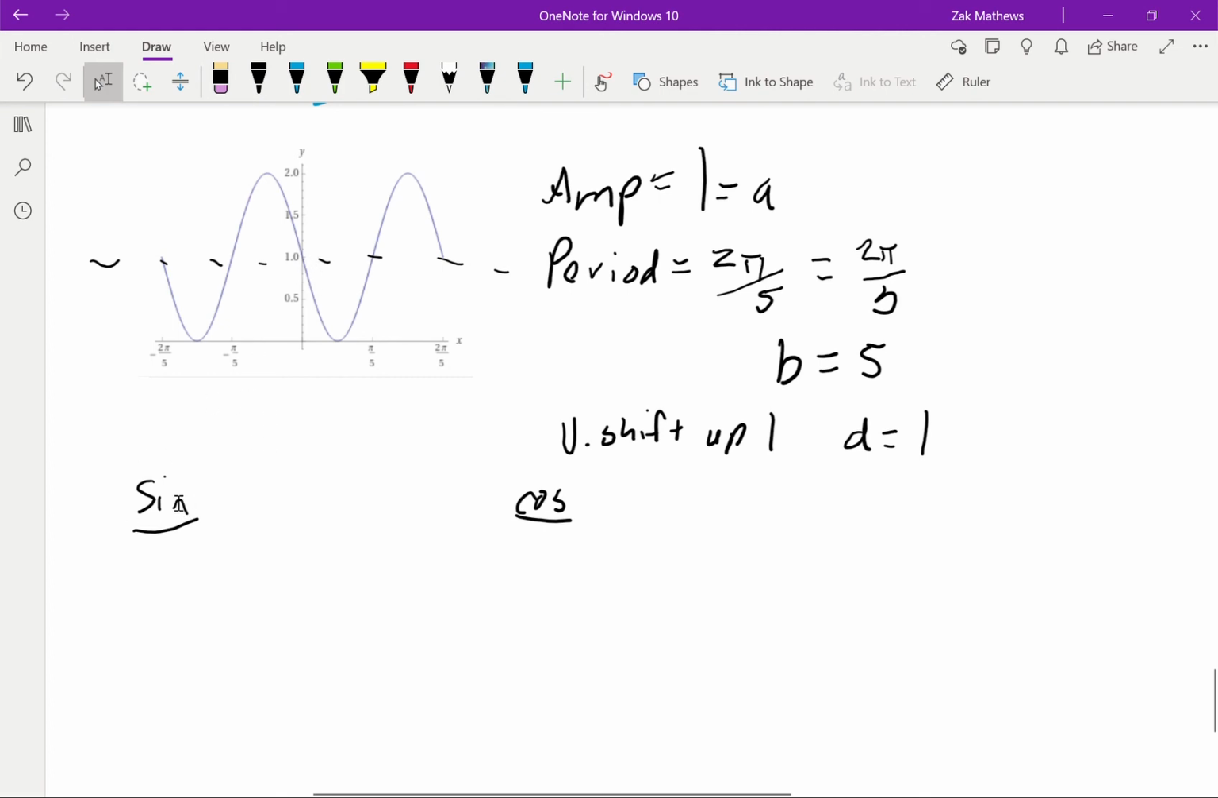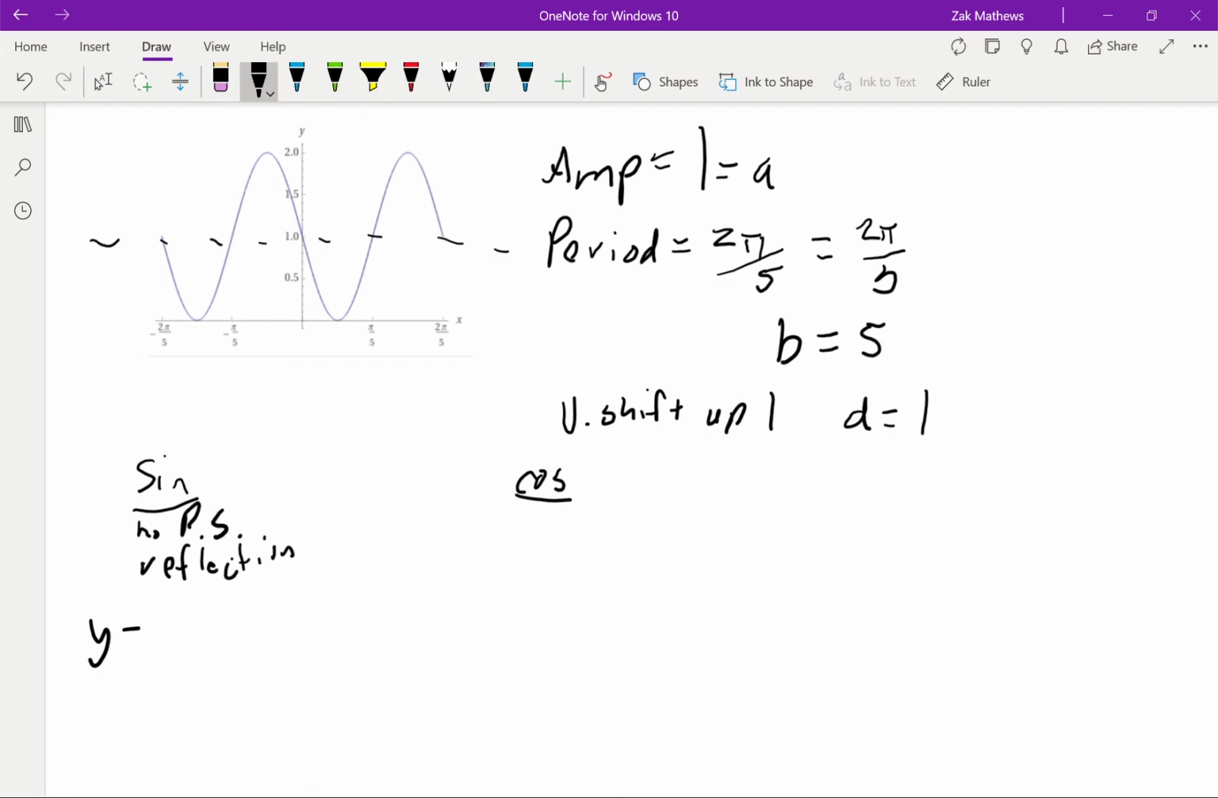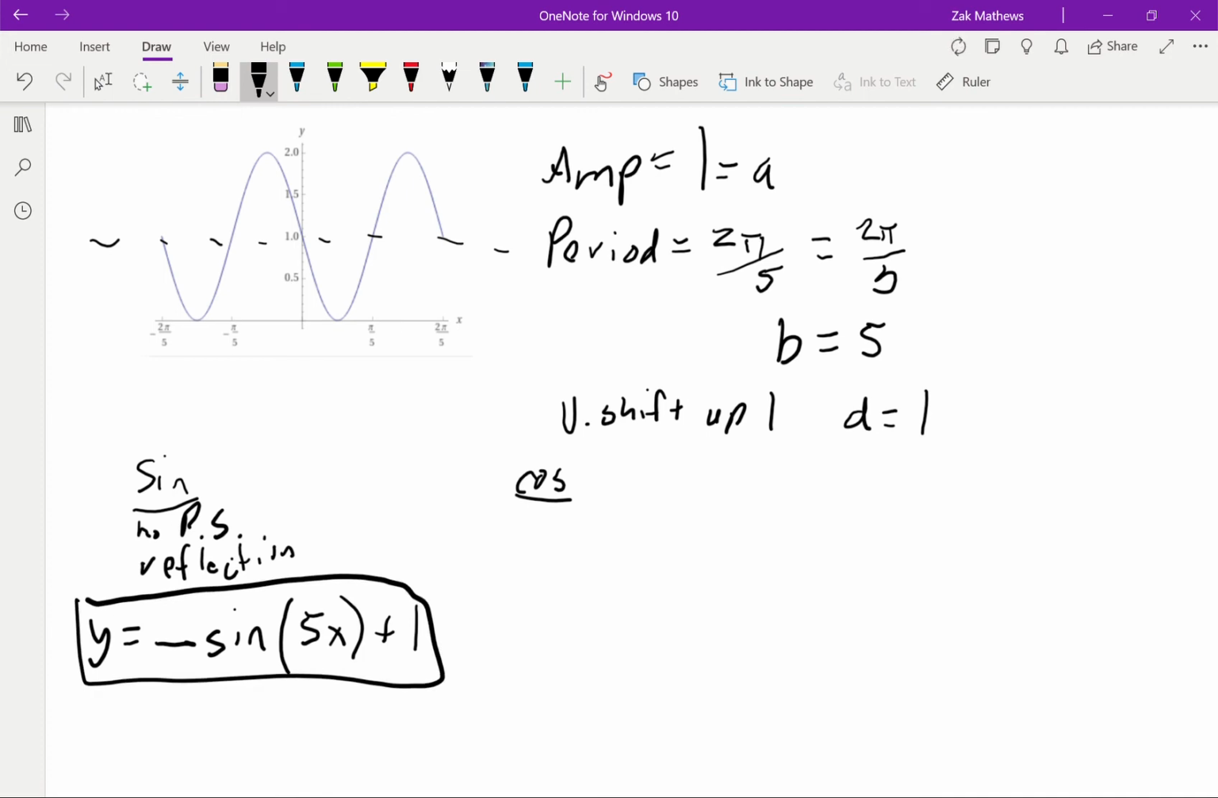If we use the sine function, there is no phase shift. But it's not that there's nothing else happening, because with sine we typically expect to go up first. It's going down first. And so what that tells us is we have a reflection. So let's build all of that into our wave. Y is equal to, it is an equation, so it needs to be y is equal to. Y is equal to, the amplitude was just 1, but we had that reflection. The b was 5x, and there's no phase shift, but there was a vertical shift up 1, so I'm going to have that plus 1 there.